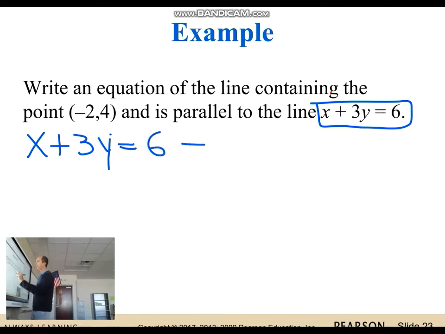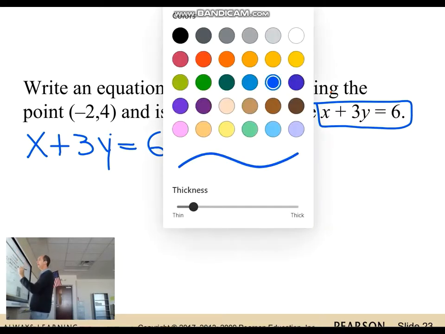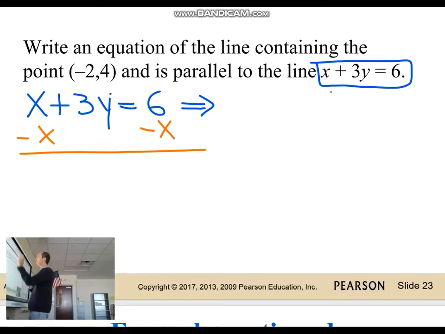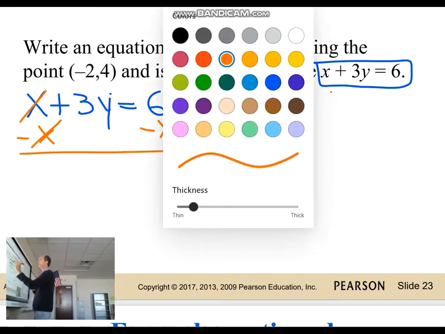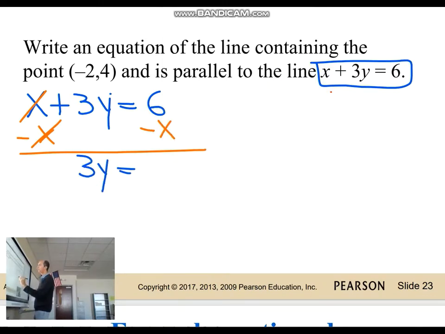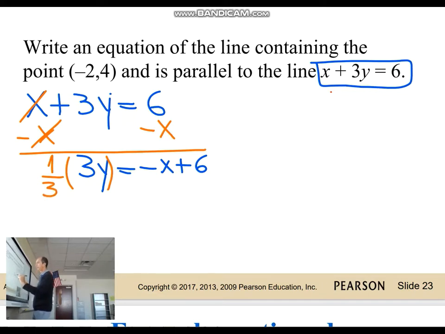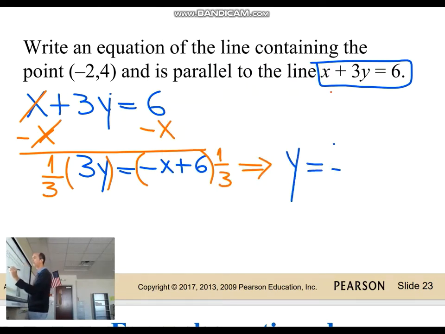Change into the slope-intercept form, and you can apply the addition property of equality, adding -x to both sides of the equation. This simplifies to 3y equals -x plus 6. Now we multiply both sides by 1/3. If we do this, we have the slope-intercept form of this equation, which is y equals -1/3 x plus 2.